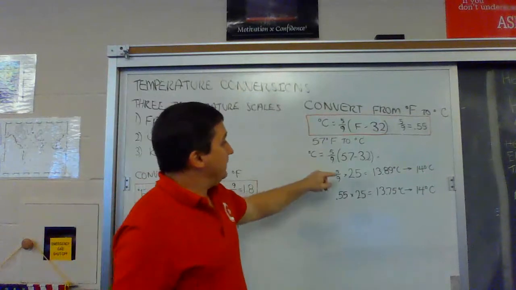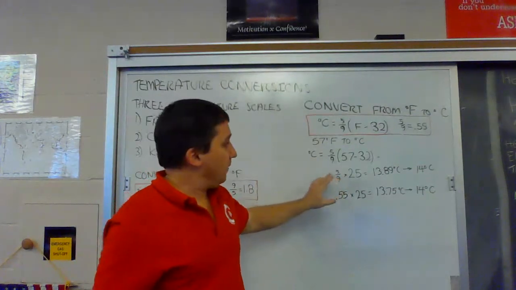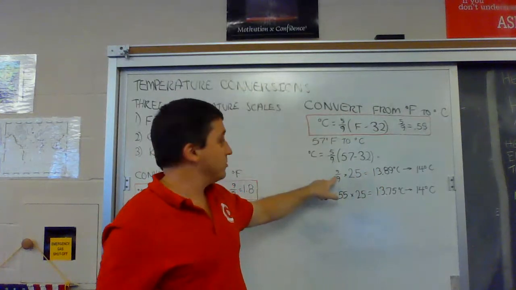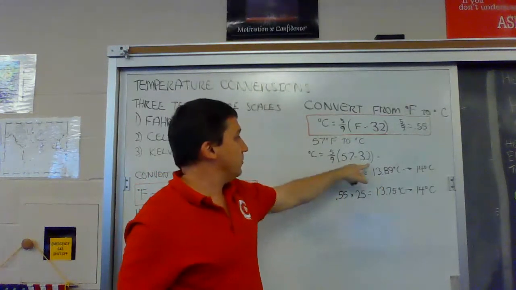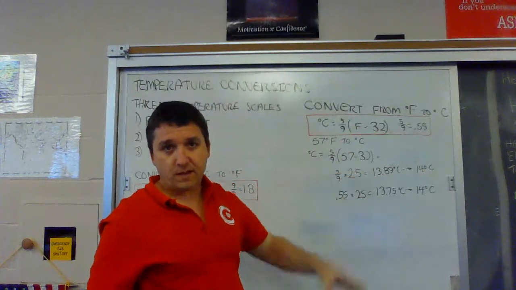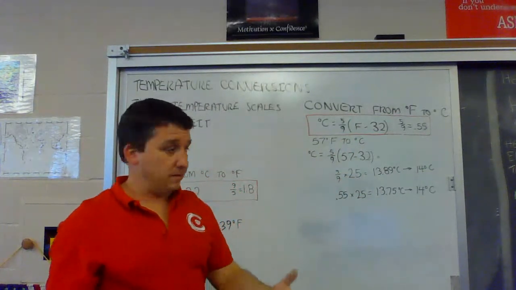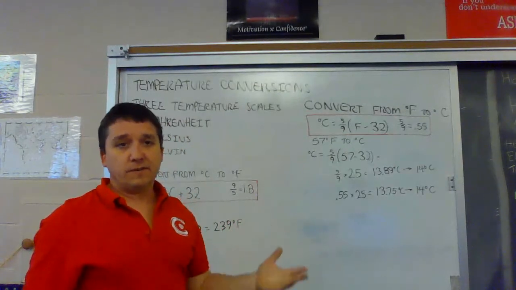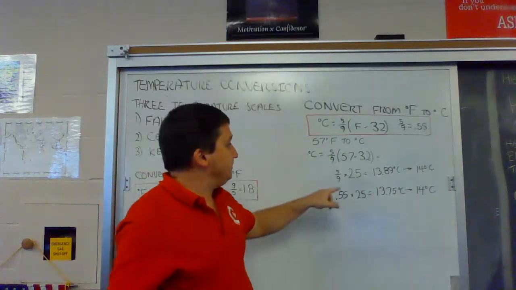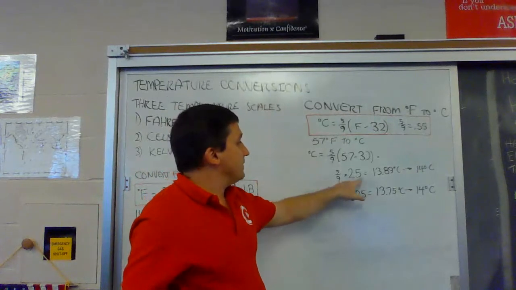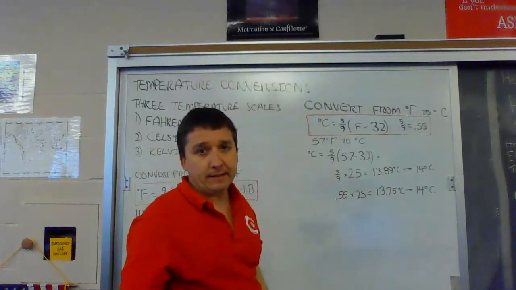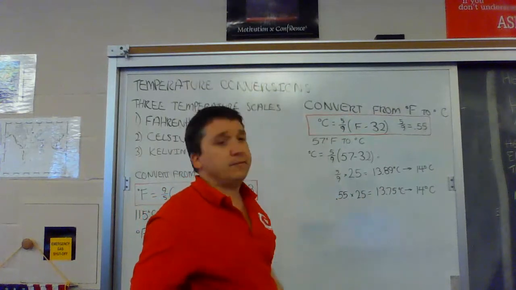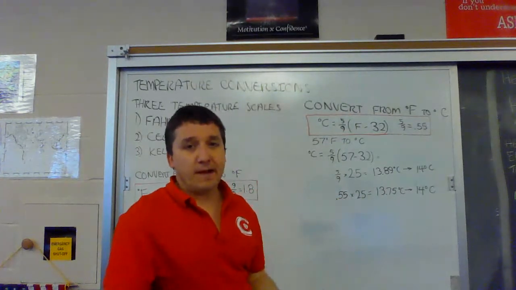So what I did here is I showed you how much of a difference there is when you use the fraction. 57 minus 32 is 25, so I did the parentheses first. You have to think PEMDAS along here: parentheses, exponents, there's no exponents, multiplication, division, addition, subtraction. So 5/9 times 25 is 13.89. If I use the decimal, 0.55 times 25 is 13.75. It doesn't really matter which one you use.